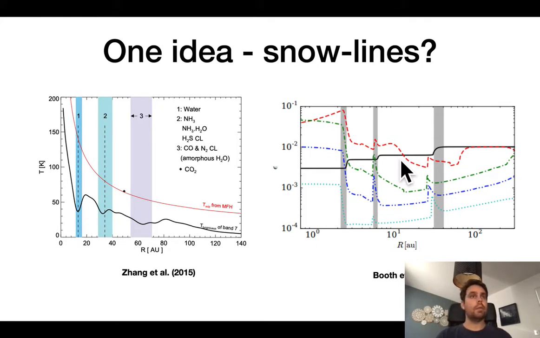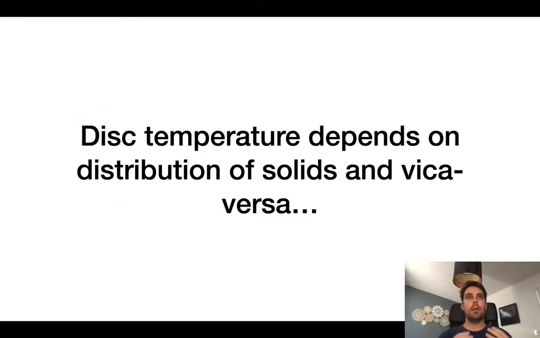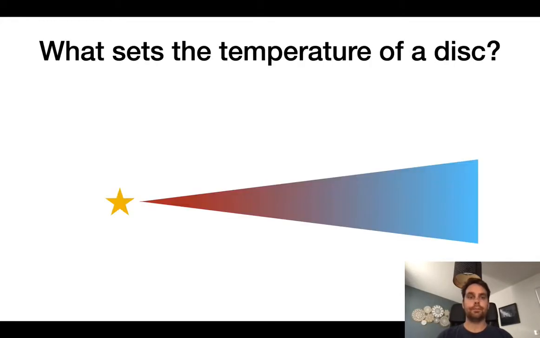But in all previous work, snow lines have been treated rather passively. The temperature profile of the disk has been fixed, and then wherever that temperature profile crosses the phase change curve for these snow lines, the snow line occurs. But the important thing to remember about protoplanetary disks is that the disk temperature depends on the distribution of solids, but also the distribution of solids via these snow lines depends on the disk temperature. So this process is intimately coupled, and it's not clear, in fact I will show, that it's not actually stable.